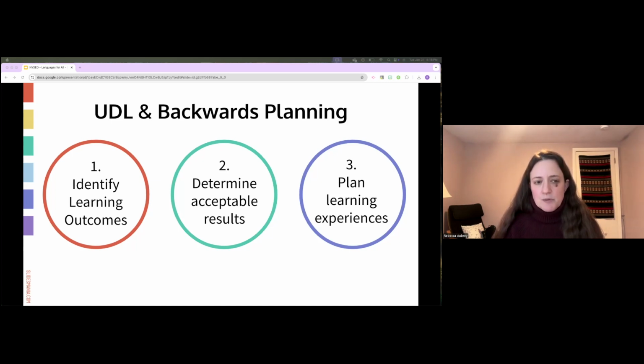Secondly, what are the acceptable results? So if step 1 is what do I want my students to know and be able to do? Step 2 is how am I going to know that they got there? So these are your assessments. These are how you're doing both your formative and your summative assessments with your students to know their progress towards reaching those goals. And third step is to plan our learning experiences. This is how we're going to get students there.